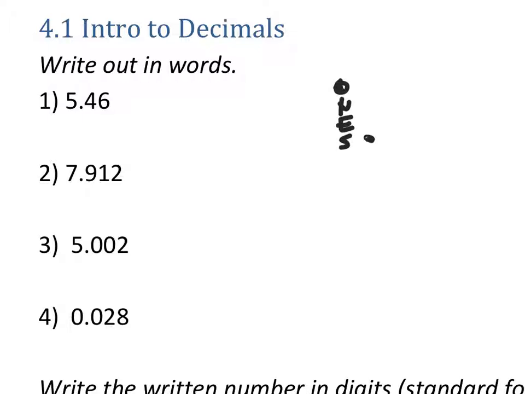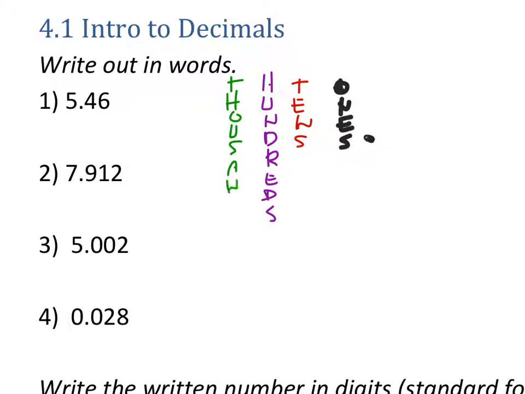And then after the ones is the tens position. And then we've got the hundreds, which is kind of a long word actually. And then we've got our thousands. Then we've got our 10,000s. Then we've got 100,000s.